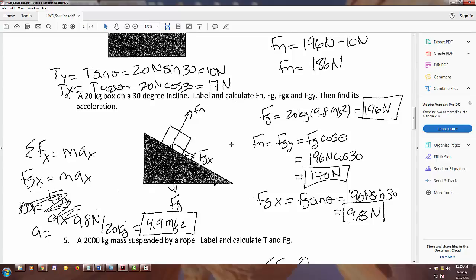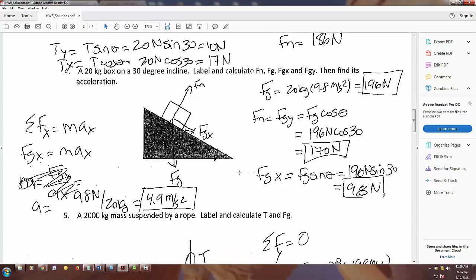Fgx is the part of the weight that's causing it to slide down the incline, and it's going to be equal to 196 times the sine of the angle, which is 98 newtons. If I want to know the acceleration, I always start out with Newton's second law. The net force in the x direction causes the mass to accelerate in the x direction. So Fgx equals max, and ax is equal to 98 divided by 20, which is 4.9 meters per second squared.